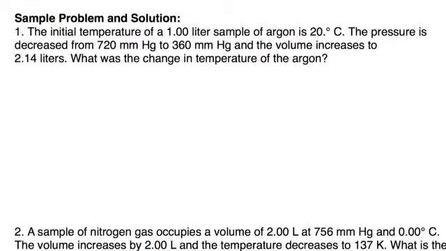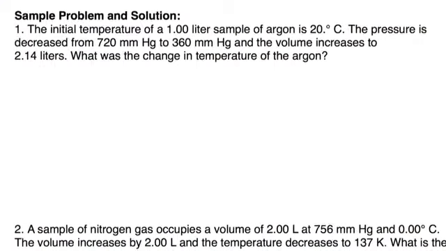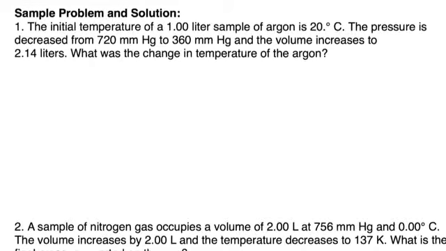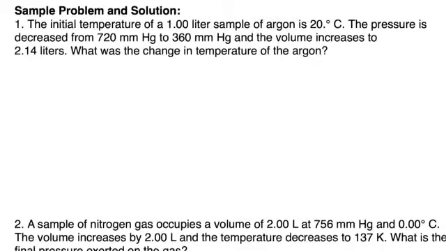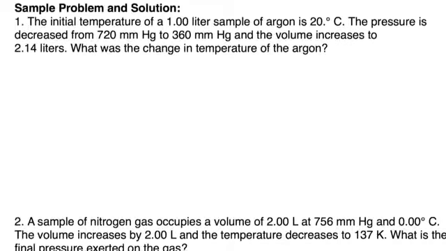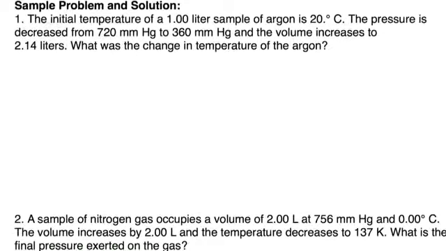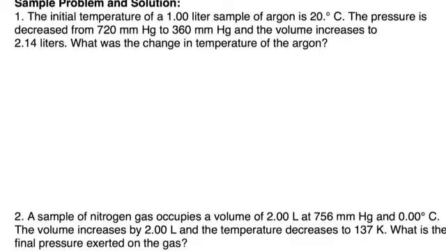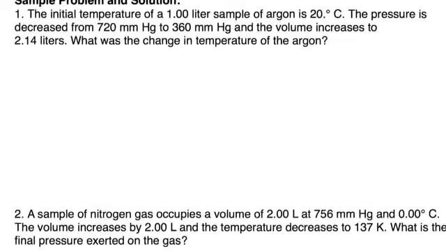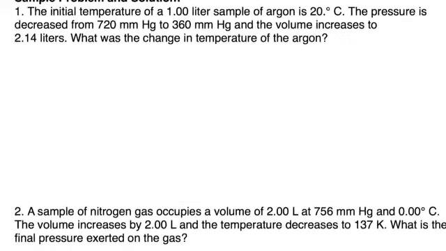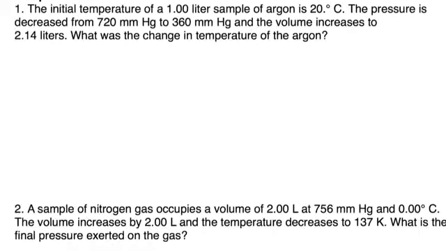Let's focus on the first problem we have. The initial temperature of a 1 liter sample of argon is 20 degrees Celsius. The pressure is decreased from 720 millimeters of mercury to 360 millimeters of mercury, and the volume increases to 2.14 liters. What was the change in temperature of the argon?